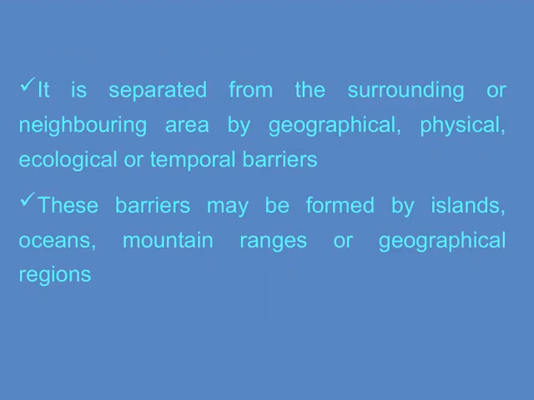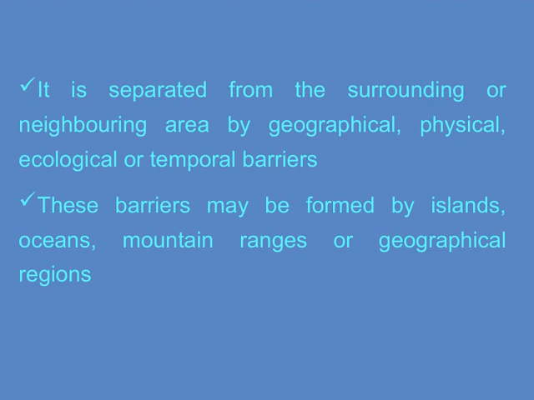So, when we talk about a population being separated from its surrounding areas, what we're really referring to are barriers that create some sort of division. These barriers can be geographical, physical, ecological, or even temporal in nature. Essentially, they act as obstacles that limit or prevent movement and gene flow between populations. For example, islands and oceans are clear physical barriers. They physically separate land masses and make it difficult for species to migrate or disperse.